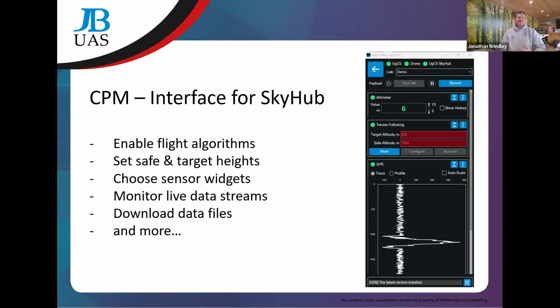CPM also allows us to download the data files directly from that. And like I said, there's a heap more. But essentially, simply put, it's the interface for SkyHub. It's how we interact with SkyHub when we're flying our surveys. It's a very simple tool, and it integrates with the UgCS Pro.